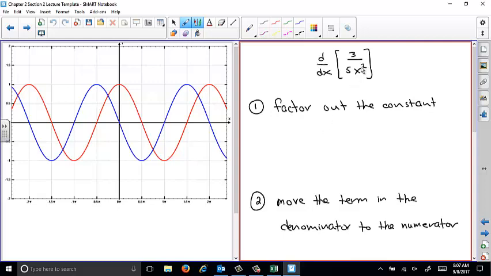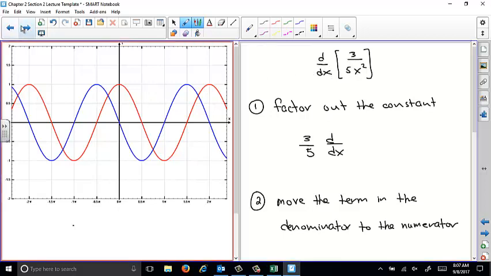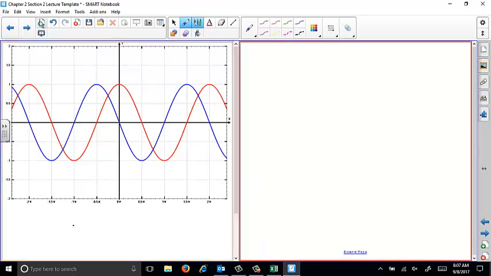So what you do first, if I had this function 3 over 5x squared, is factor out the constant, which in this case is the fraction. So then I have, so this terminology here is saying I'm taking the derivative of this function with respect to x. So let me go back here and add a page and just explain that for a second.